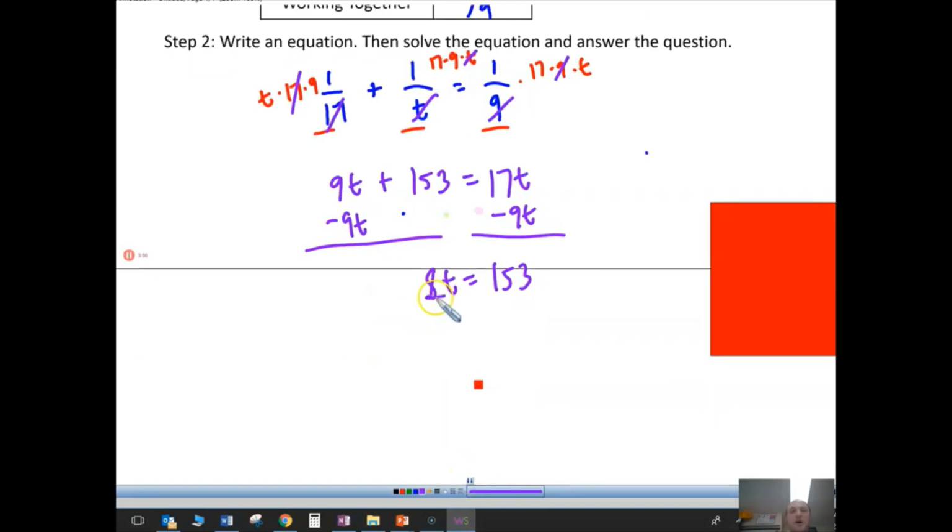So we'll solve by dividing both sides by 8. Okay, and you get t is equal to 19.125. So it's important to note that this is in hours, right? That's what our initial problem was in. Okay, so what we want to do is we want this to be in minutes. So how do I convert from hours to minutes? Well, how many minutes are in 1 hour?